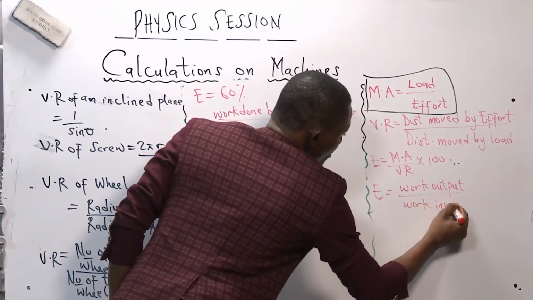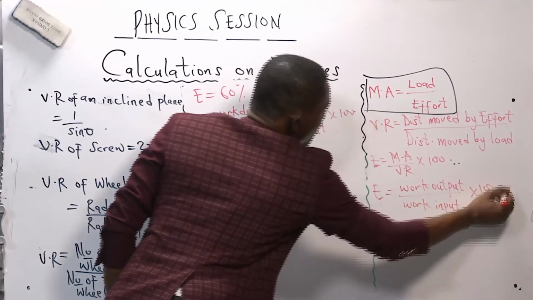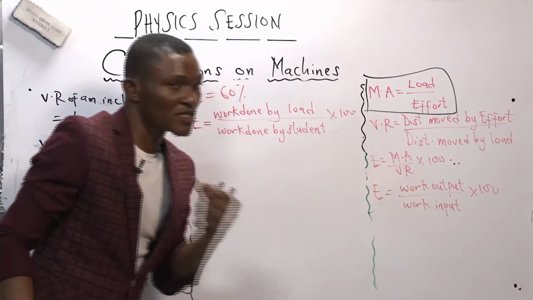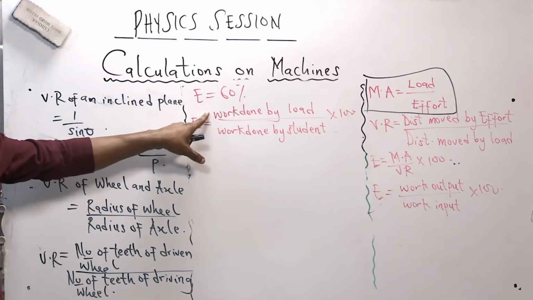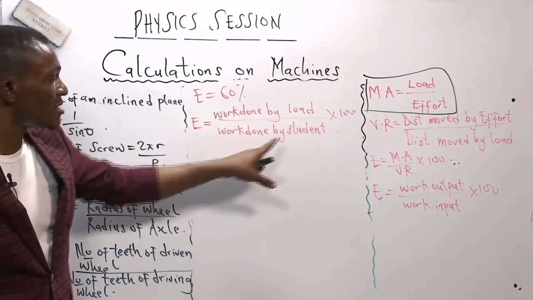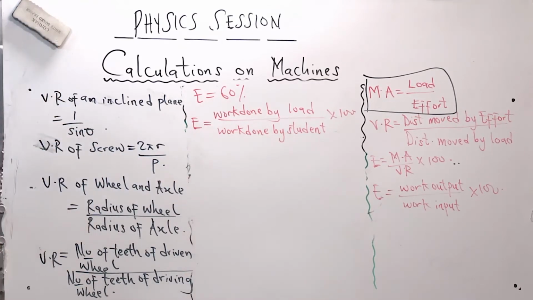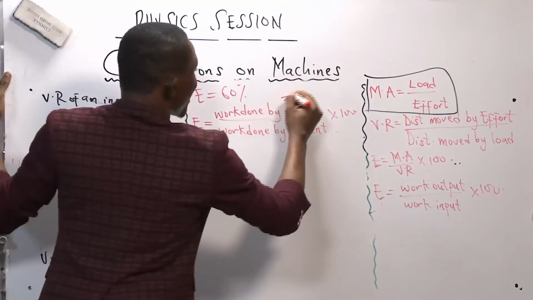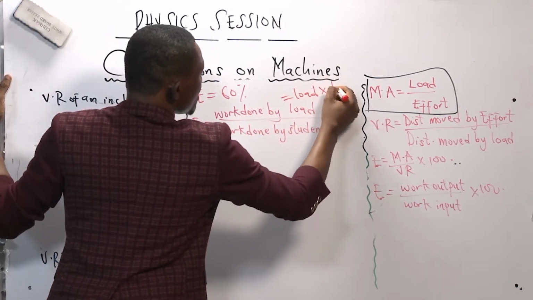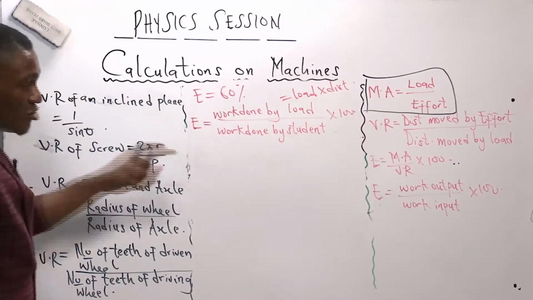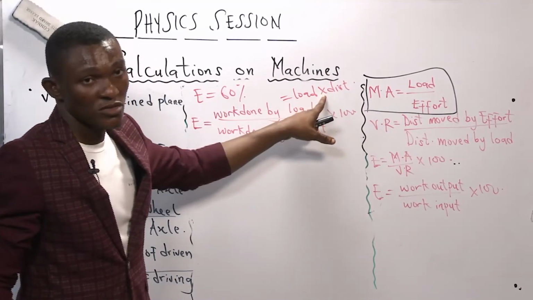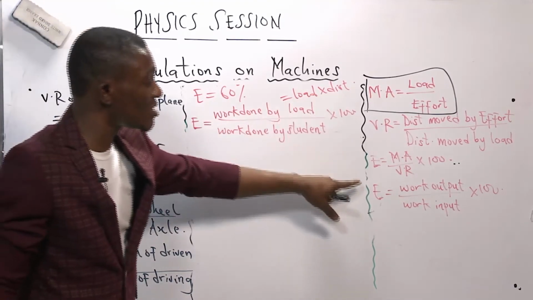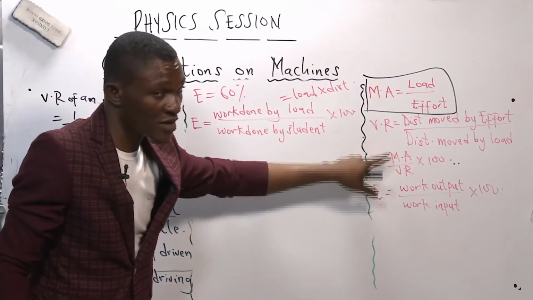And I told you that the output talks about the load, while the input talks about the effort. So that's what I'm doing here. Still work done, but this is work done by the load, and this is the work done by the students, which is a form of effort. And the work done by the load will be given as load times distance moved by load. Remember that formula, that the work done by load is equal to load times distance moved by load. We applied it when we were deriving this formula here. We started from here, we got here.